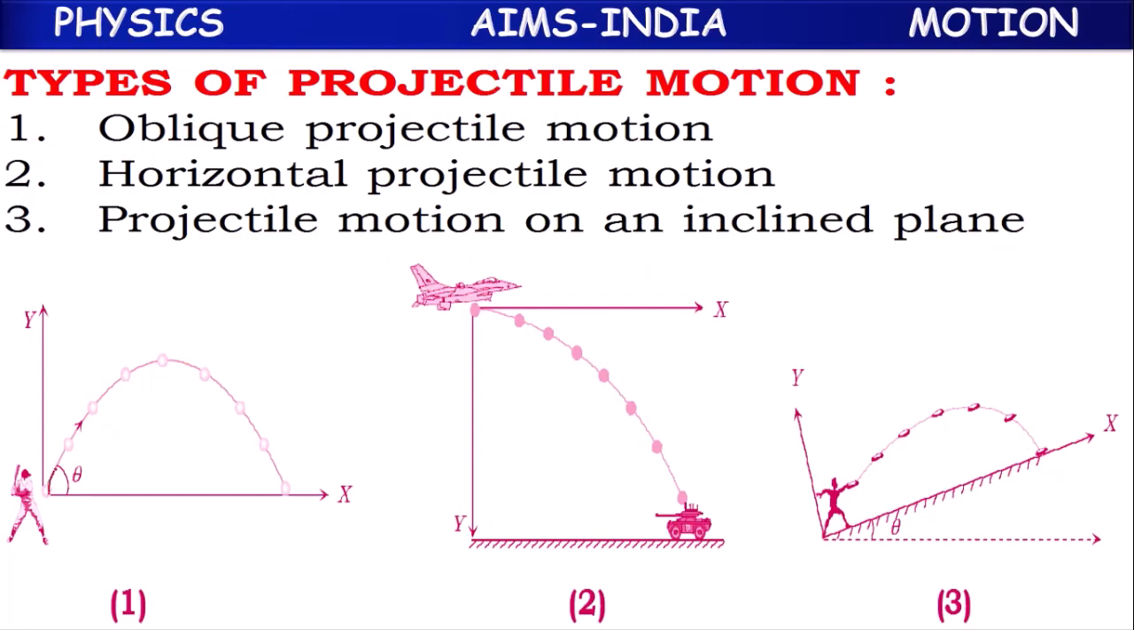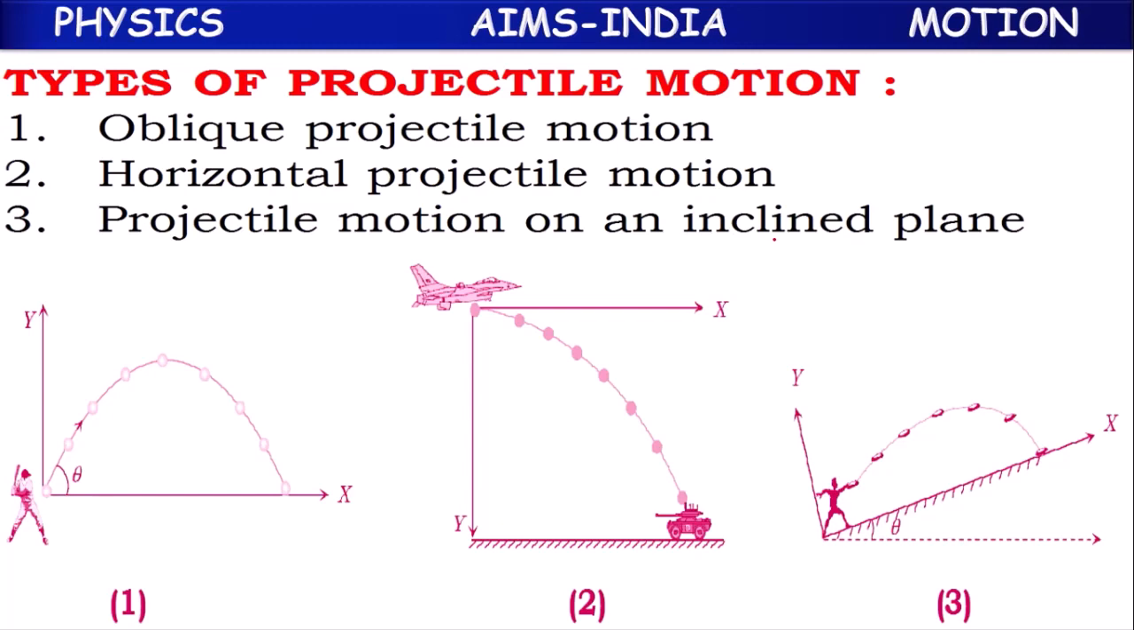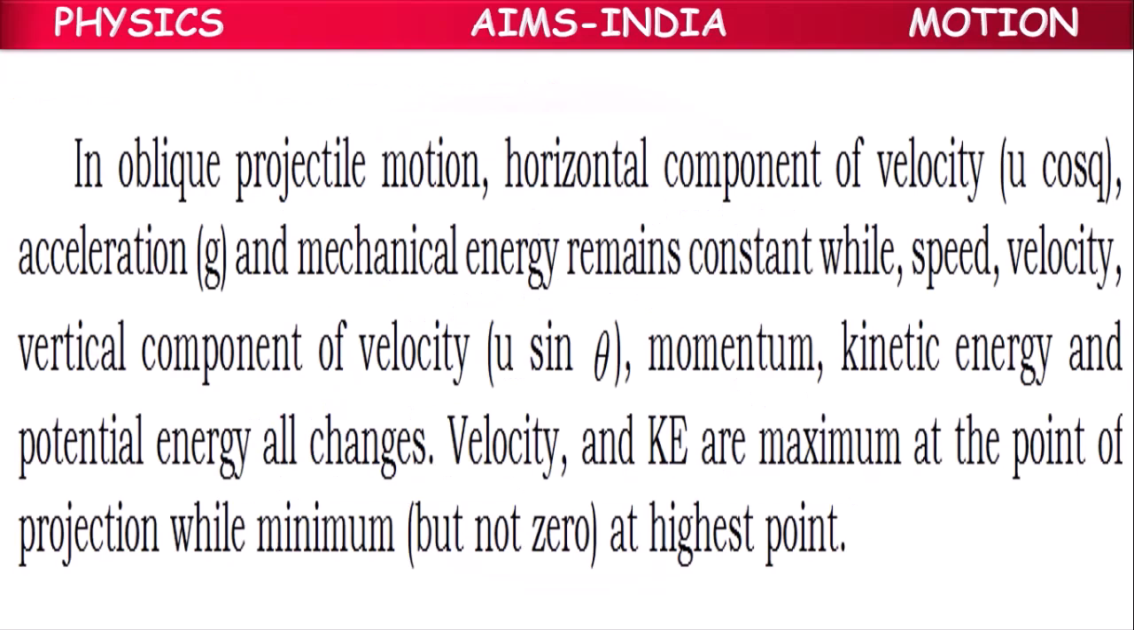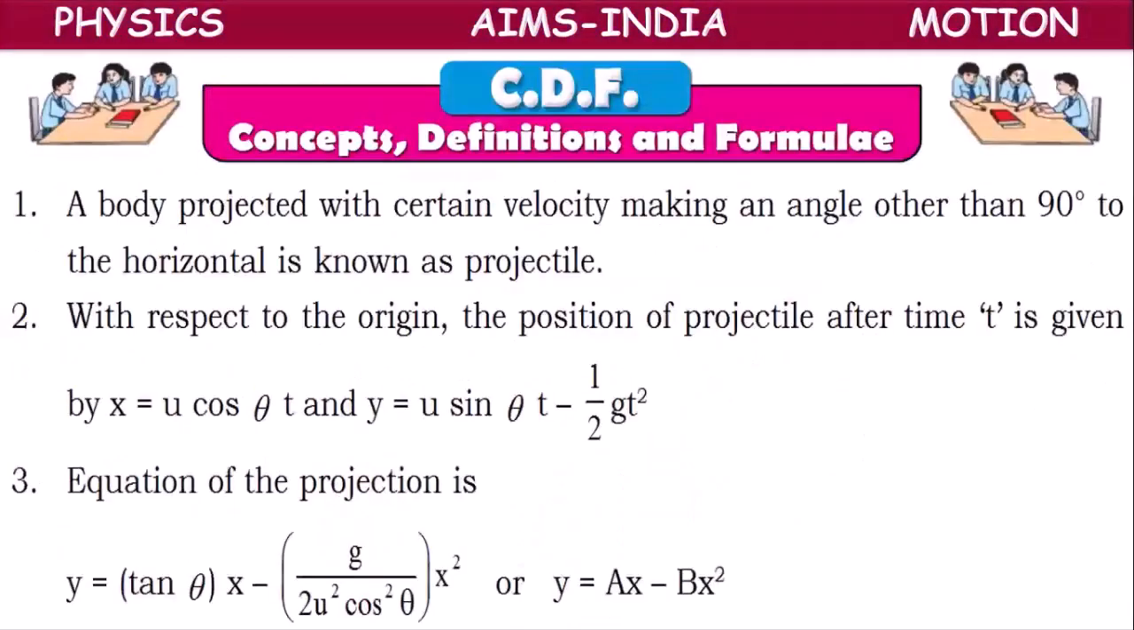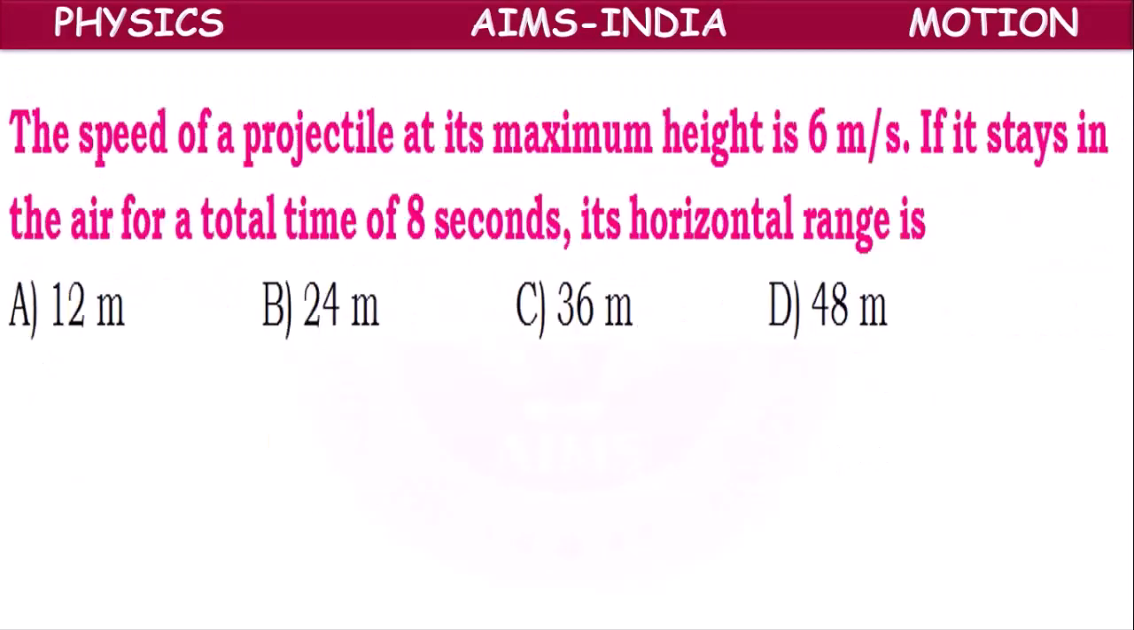So we have three types of projectile motions: oblique projectile motion from the ground with some angle, horizontal projectile motion when dropping from an aeroplane from a certain height, and projectile motion on an inclined plane when throwing while standing on an inclined plane. In our next video, we can learn about them in detail, one by one. Okay, children. The remaining topics we can learn in the next video.